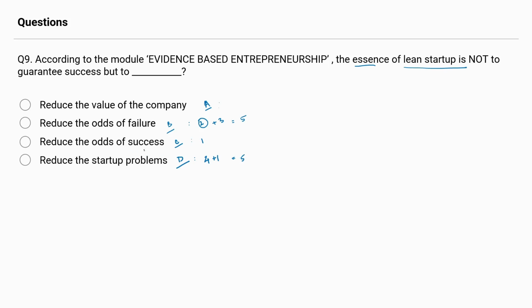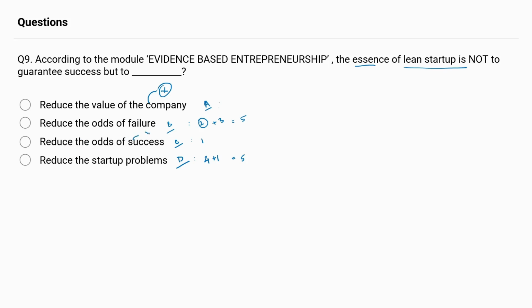If you see the question and go through the responses, probably you'll be able to handle this question very clearly. The question is, according to the module evidence-based entrepreneurship, the essence of lean startup is not to guarantee success, but to. Okay. So the first one says reduce the value of the company. This again is very irrelevant. Why would you want to reduce the value of the company? So it's obviously not the correct one. Then comes reduce the odds of failure. It might be, because we have seen that either by increasing the odds of success or by reducing the odds of failure. Third says reduce the odds of success.